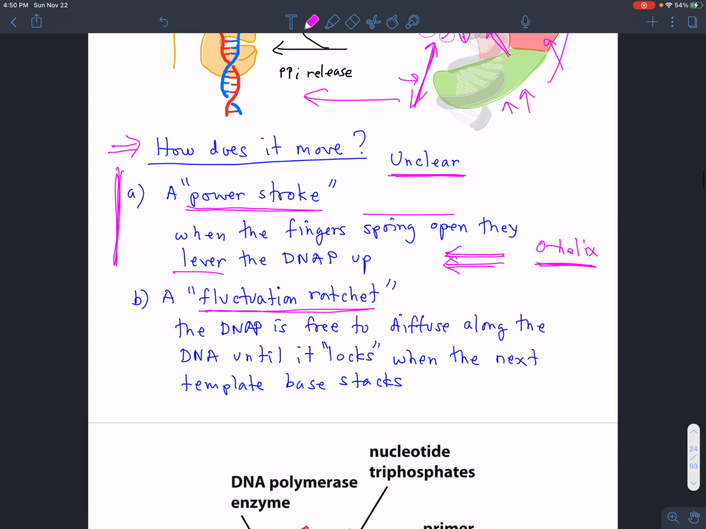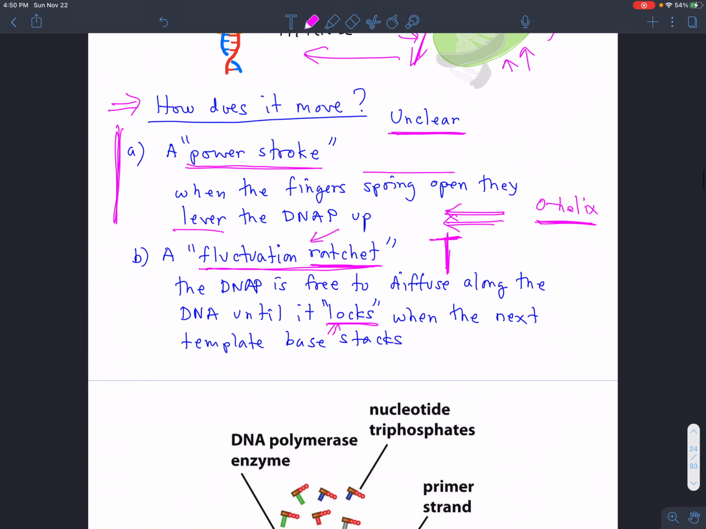And so one mechanism is that the polymerase fluctuates up and down on the DNA until it stacks, and then it gets locked in place. That's why it's called a ratchet, right? You can go forward up to a point, and then things lock in place, and then you can't go back. That's why a ratchet always goes forward. So this is called a fluctuation ratchet mechanism. Again, it's one of the standard mechanisms in the molecular machines and motors field.